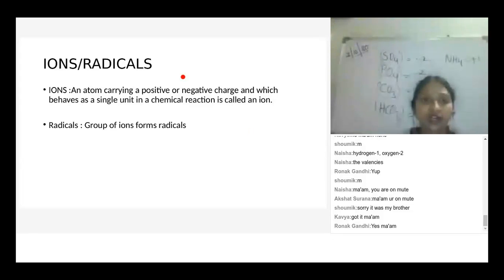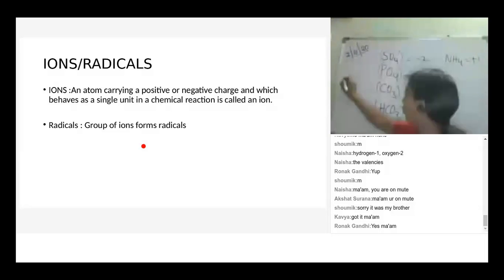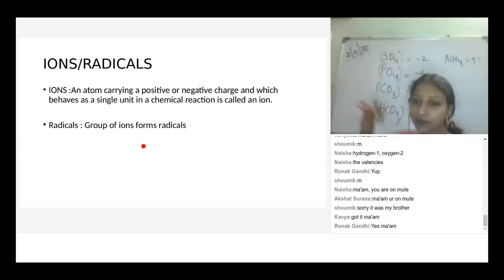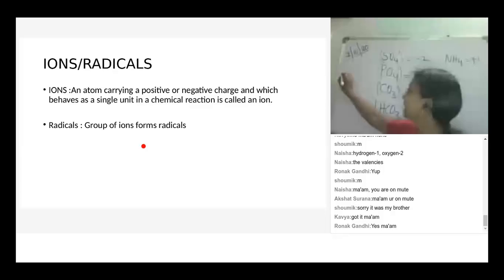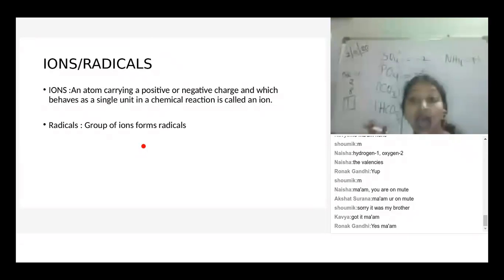Understood? So let me show you about the valency. Valence electrons means the electrons present in the last shell. Valency means the capability of an element to donate and accept electrons. Valence electrons, for example, sodium 11, configuration 2, 8, 1. How many electrons are present in the last shell?